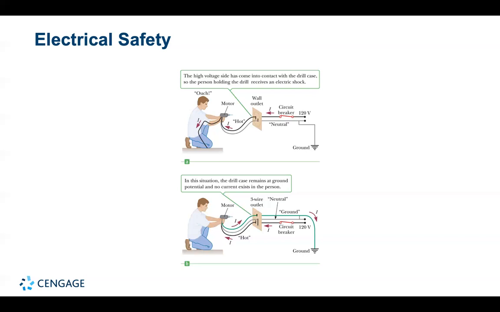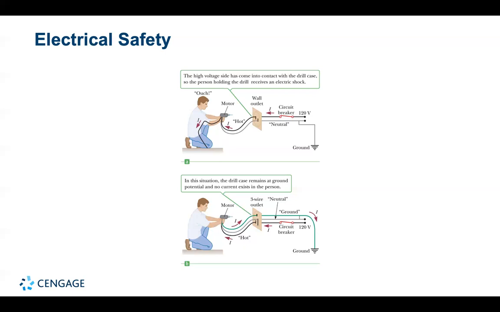A two-wire device has only a wire called the hot wire connected to the high potential side of the input line, with the second wire connected to the ground, 0 volts. If the high voltage wire comes in contact with the case of the drill, as in the top figure, a short circuit occurs. In this undesirable circumstance, the pathway for the current is from the high voltage wire through the person holding the drill and to the earth, a pathway that can be fatal.